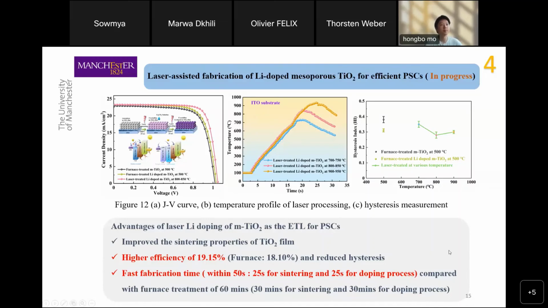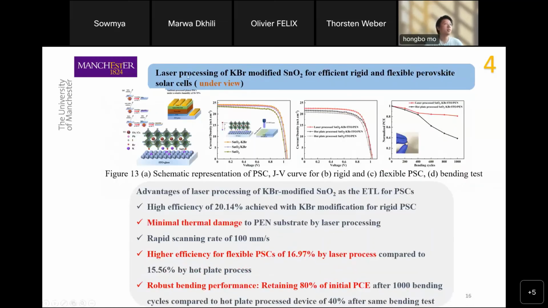And apart from the laser treatment for the titanium dioxide, we also used laser processing of potassium bromide modified tin oxide for efficient rigid and flexible perovskite solar cells. And this paper is under review right now. So an efficiency of around 20.14% is achieved with potassium bromide modification for rigid perovskite solar cells, which is at a similar level with the perovskite based on the hot plate treated tin oxide.